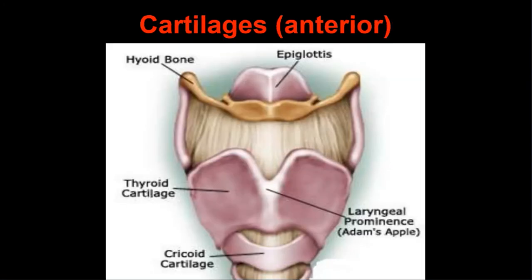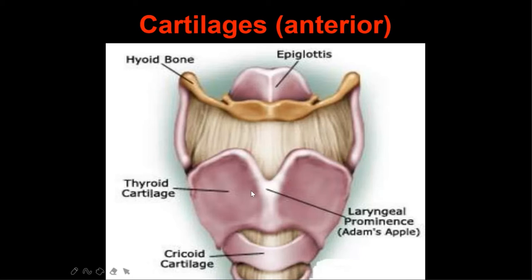So this is the epiglottis, hyoid bone, thyroid membrane, thyroid cartilage, and the cricoid cartilage. These three unpaired cartilages you can see in the AP view: epiglottis, thyroid cartilage, and the cricoid cartilage.